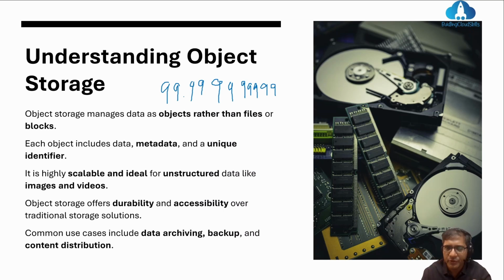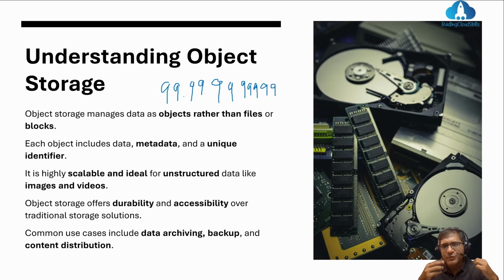It's called object store because instead of maintaining files in a folder-wise file system, it maintains objects and a key to the object. That is a path, how to retrieve that object. So it's a key and the object. It's a key value pair system, what we call.